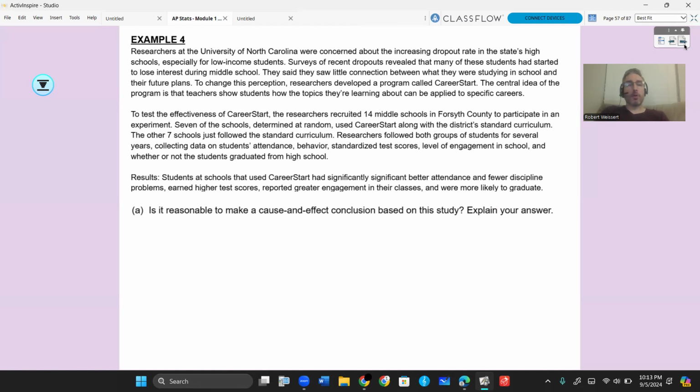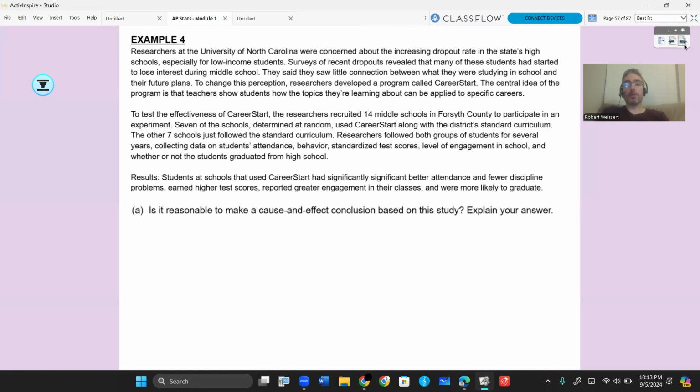The central idea of the program is that teachers show students how the topics they're learning about can be applied to specific careers. To test the effectiveness of Career Start, the researchers recruited 14 middle schools in Forsyth County to participate in an experiment. 7 of the schools, determined at random, used Career Start along with the district's standard curriculum. The other 7 schools just followed the standard curriculum.